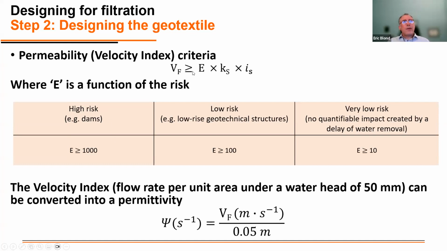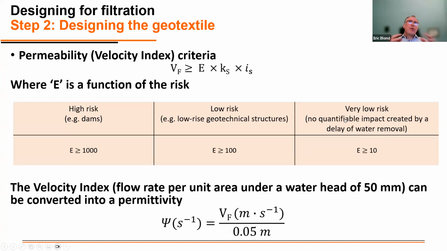In that case, the velocity index must be proportional to the velocity of water that would arrive on the geotextile, multiplied by a constant, which is going to be 3 orders of magnitude for high risk application, 2 orders of magnitude for low risk application, and 1 order of magnitude for very low risk.